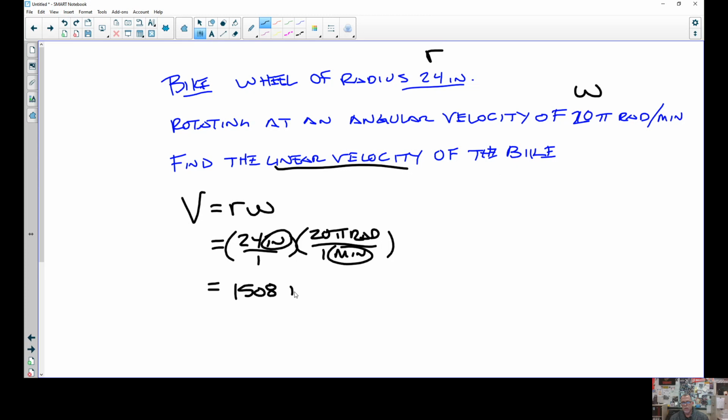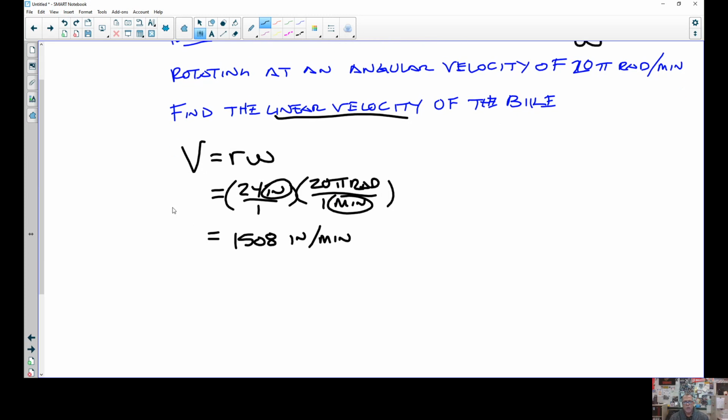Inches and minutes. So that's inches per minute. Now, does that mean anything to you? Do you know how fast 1508 inches per minute is? Probably not. So let's make this useful. And sometimes they'll do this. They'll say something like, translate the linear velocity into miles per hour.